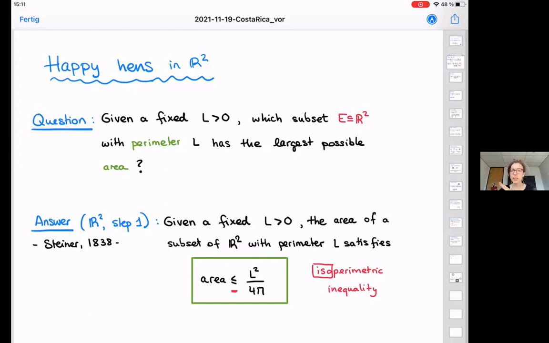And the reason why this is the first step is because this is only giving us a bound. So it's saying at most it's going to be this number. Now there is a second step, and this was not very clear at the very beginning when Steiner was thinking about this.